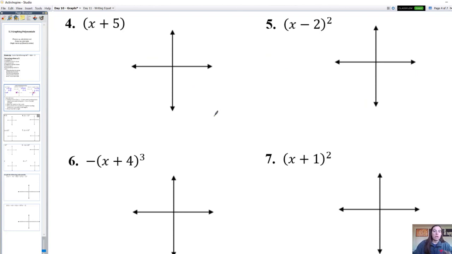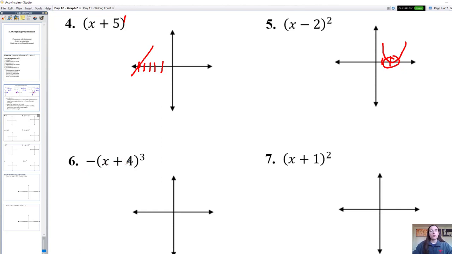X plus 5. If I set that equal to 0, I get negative 5. So let's say 3, 4, 5. Here's negative 5. My power here is 1. So at that point, I'm just going straight through it. Number 5, I have x minus 2 equal to 0. So that means x is equal to 2. Since it's squared, I'm going to circle that root. That tells me I'm going to bounce off of it.